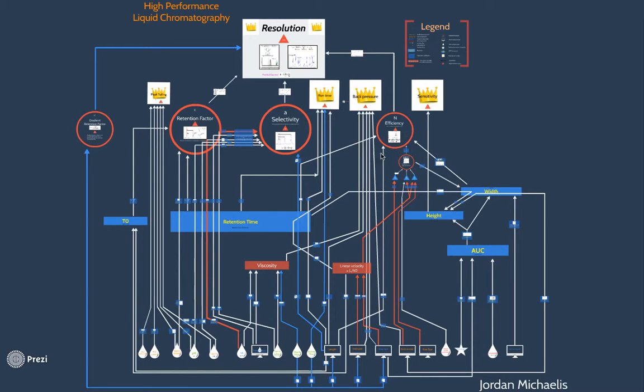The main factors that affect efficiency are linear velocity, and that can be controlled by both diameter and flow rate. Diameter, if you think about a hose, if we squeeze the hose, we decrease the diameter, we increase how quickly the water comes out of the hose, so that's an increase in linear velocity.